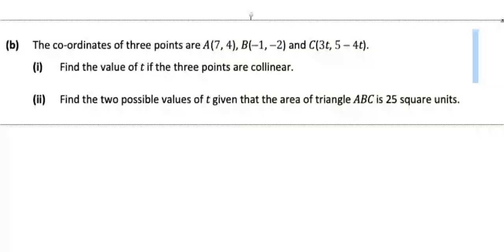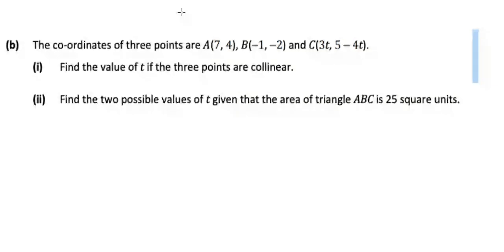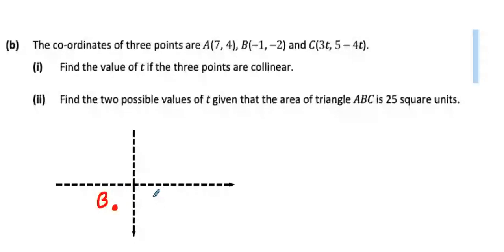A and B, yeah? B is somewhere in the third quadrant, and A is firmly in the first quadrant. So B would be somewhere around, what's it, -1, -2, would be around here. A would be 7 across, 4 up, so A would be somewhere in here.